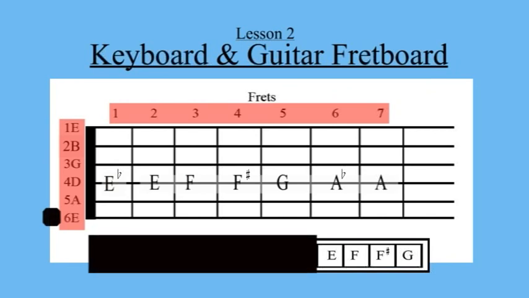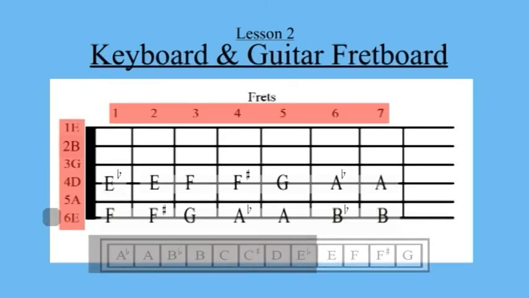The 6th string is tuned to E. By following the same method as used on the 4th string, you can now put all the notes on this string in their correct places. E is followed by F, then F sharp, then G, and so on. By using the same method for all the remaining strings, you can work out where every note appears on the guitar.